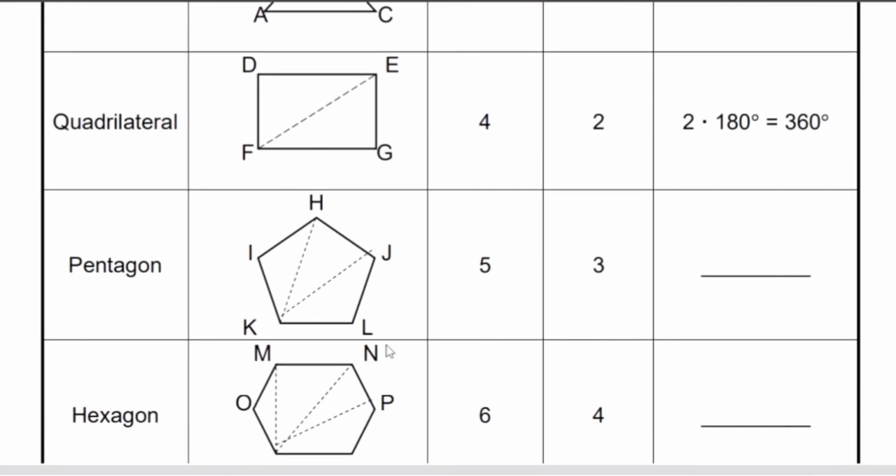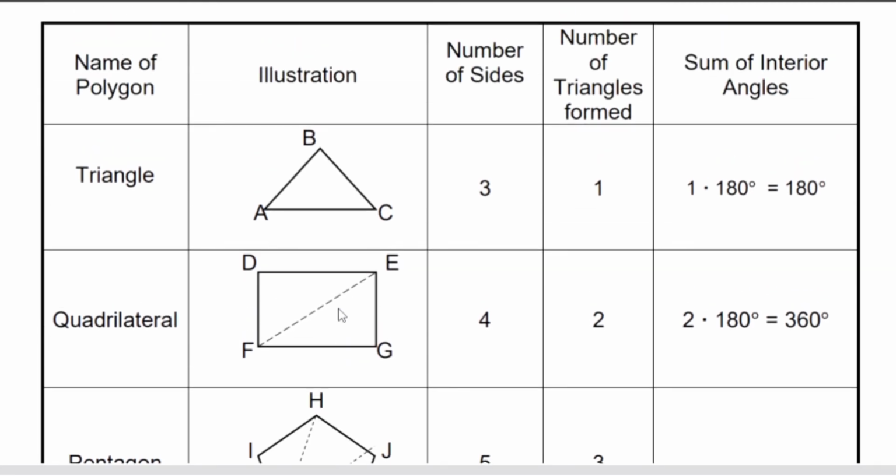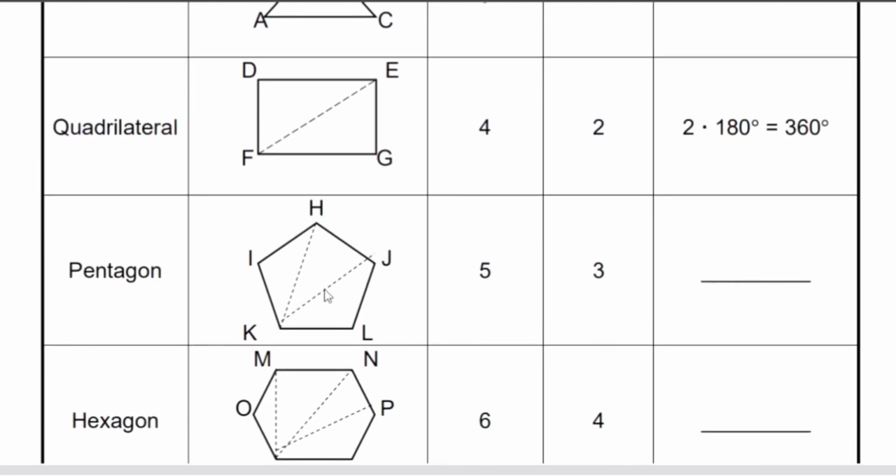The next one, we have the pentagon. So pentagon has 5 sides and we have 3 triangles formed. So to get the sum of the interior angles, you have to multiply the number of triangles formed by 180. So 3 times 180 degrees.